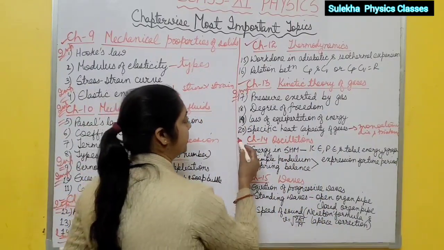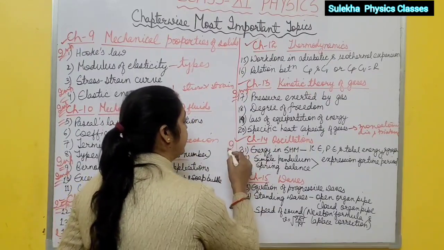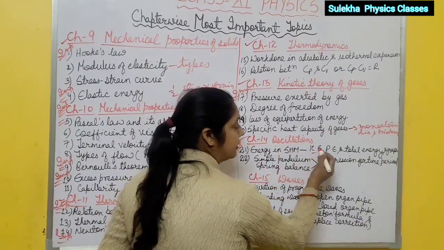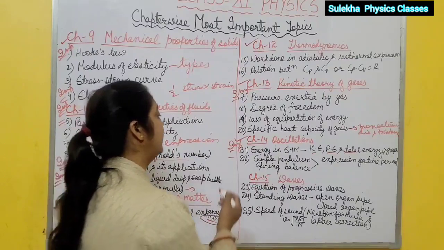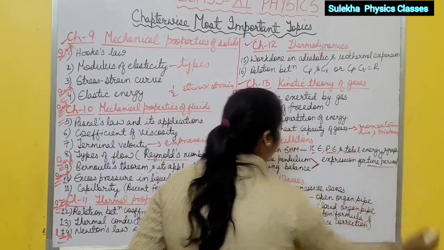Then come to chapter number 14, that is oscillations. In this one, most important topic is energy in simple harmonic motion. Kinetic energy, potential energy and total energy of simple harmonic motion, and its graph also. Then simple pendulum, spring balance. In both cases you have to derive the expression for time period, right?